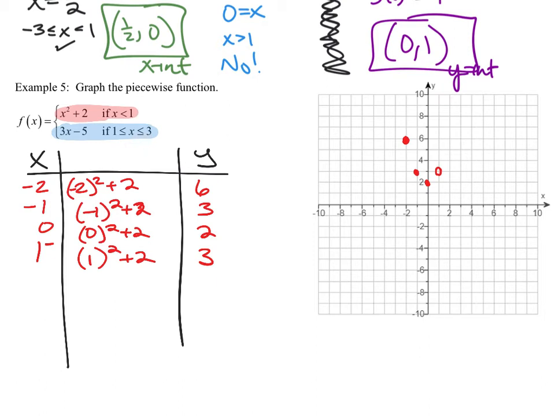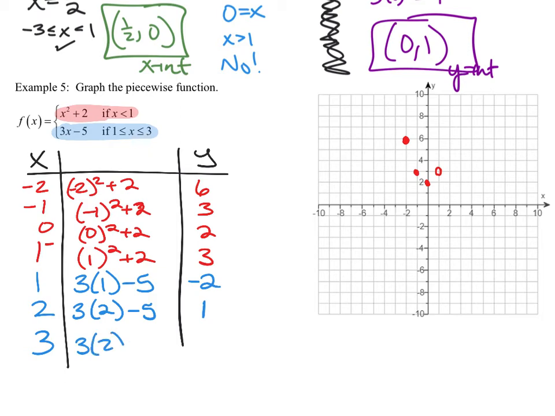If we switch to the next one, the next interval is just things between 1 and 3. So you have 1, you have 2, you have 3. Let's evaluate those things. Can't do 4 because 4 is not within the blue domain in that subinterval. So 3 times 1 minus 5, that's -2. 3 times 2 minus 5, that's going to be 1. And 3 times 3 minus 5, that's going to be 4.